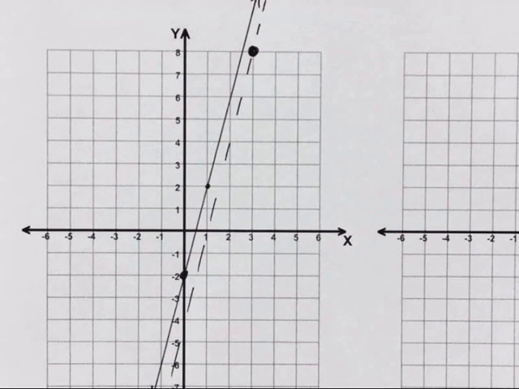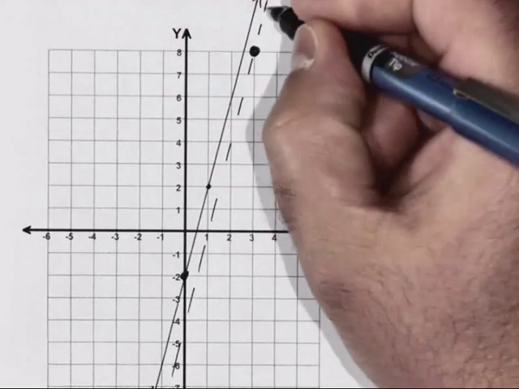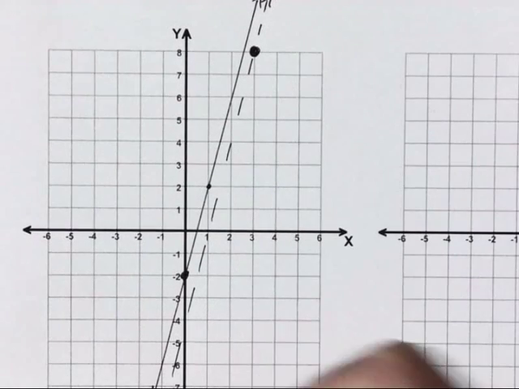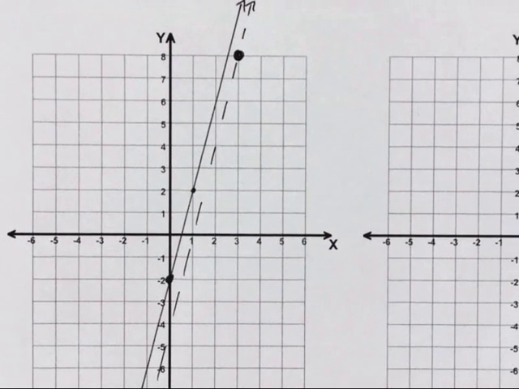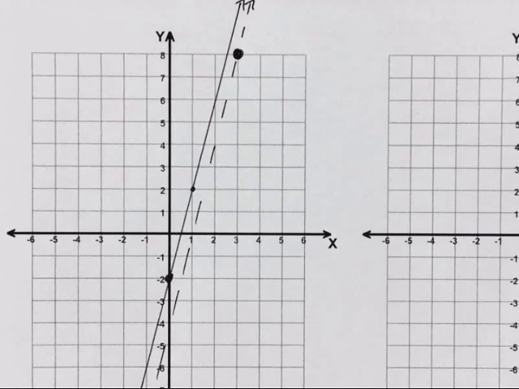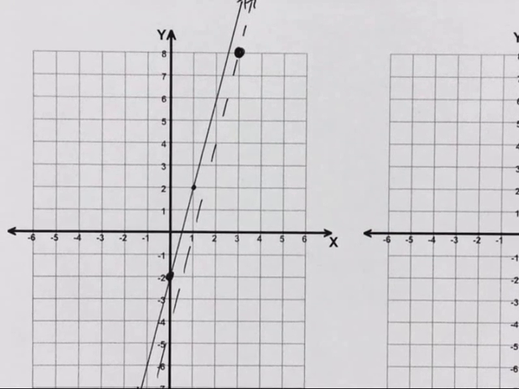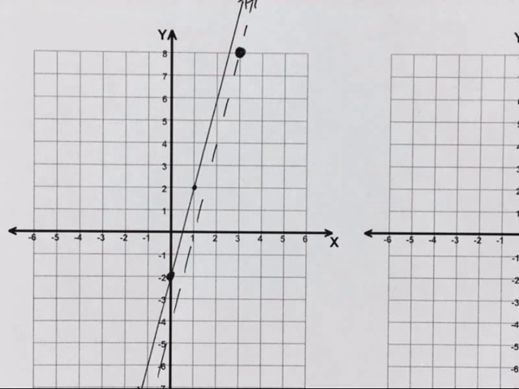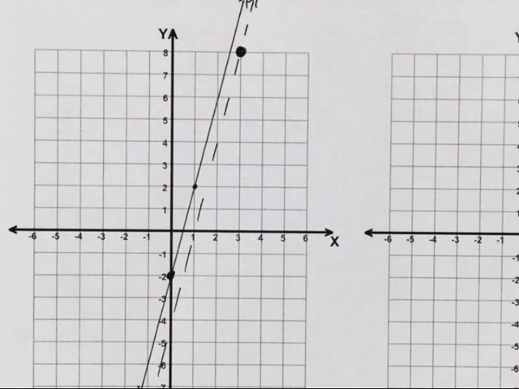Alright, so we're trying to come up with the equation of that dashed line, right? Because that dashed line meets both criteria. It's parallel to the solid line, so it's parallel to y equals 4x minus 2, and it also goes to the point 3, 8. So if we think about this graphically, that is what we're trying to accomplish.